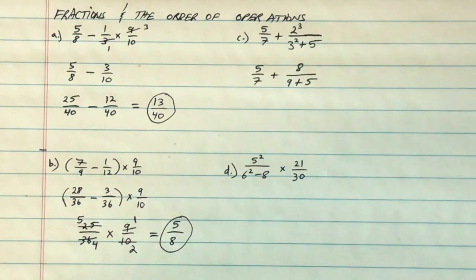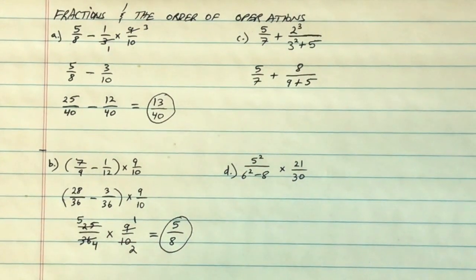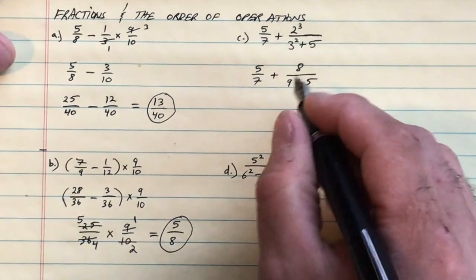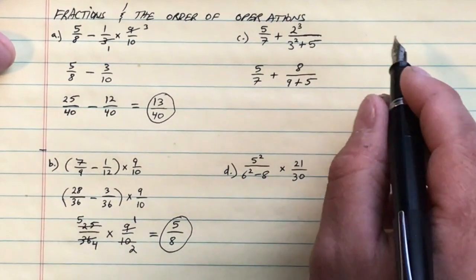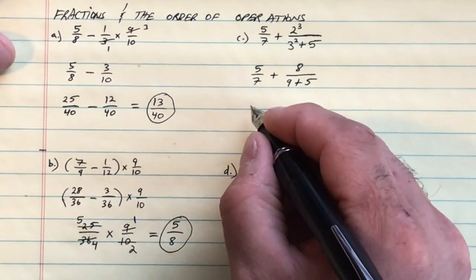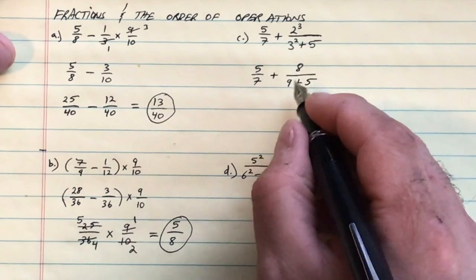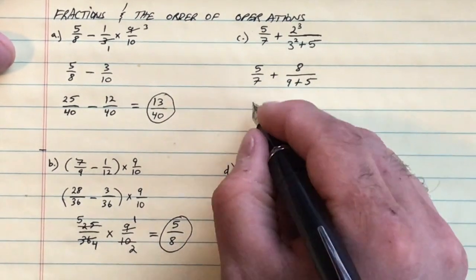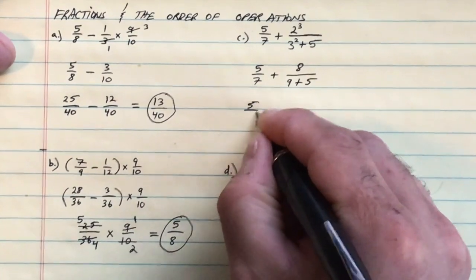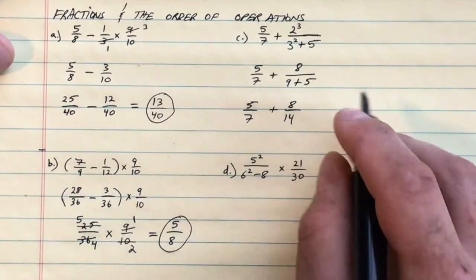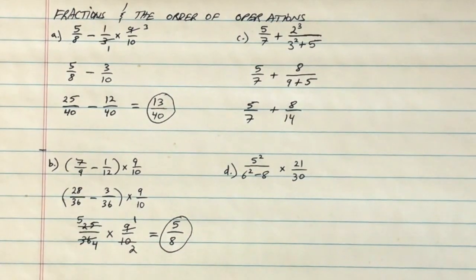So, let's see here. I don't have a whole lot of room to work with here. So, what I think I will do, I may have to draw a little line and go up around to the top again. So, let's take a look here. So, now we have 9 plus 5. Well, that's 14, right? So, we got 5/7 plus 8/14. Okay? So, we got 5/7 plus 8/14.